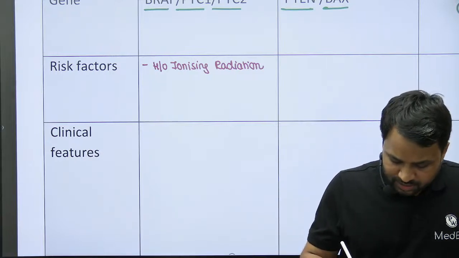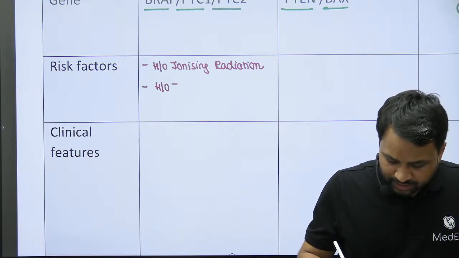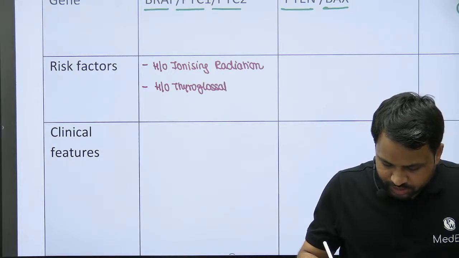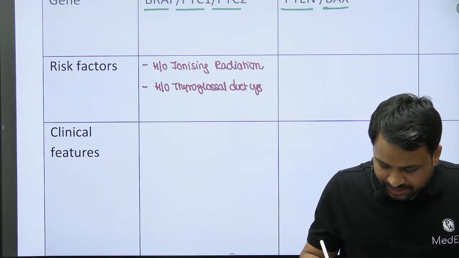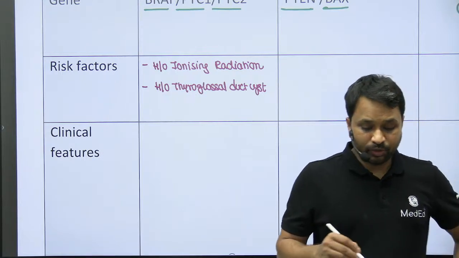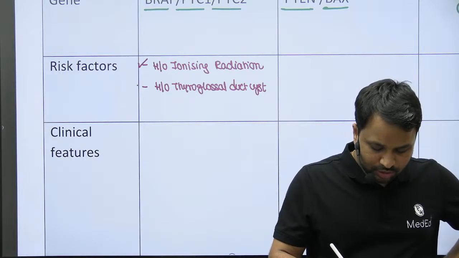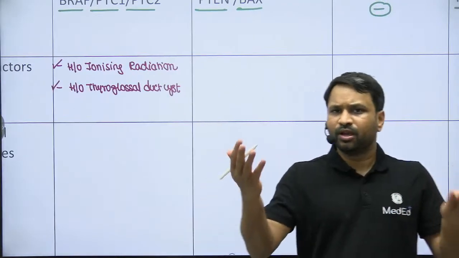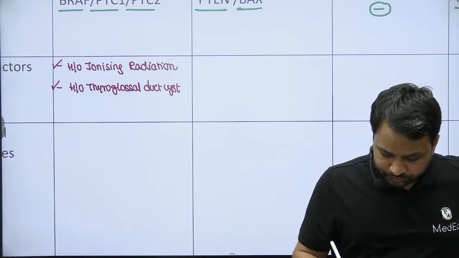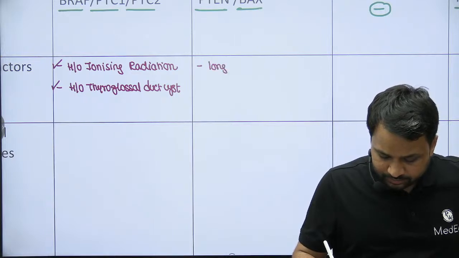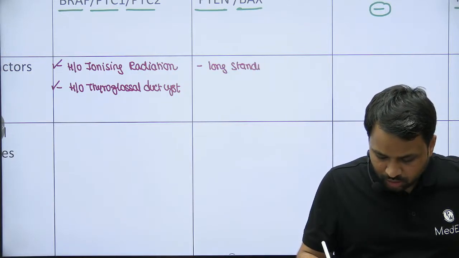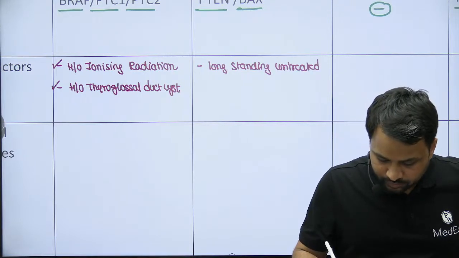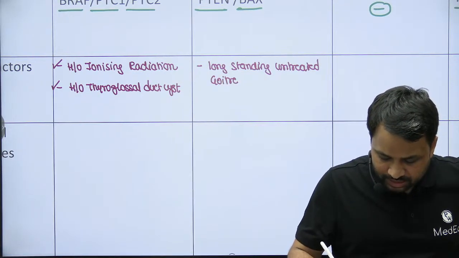Another one is a history of thyroglossal duct cyst, specifically if it is untreated. These are the two important risk factors that can present to you in terms of papillary cancer thyroid. For a follicular cancer thyroid, it is a long-standing untreated goiter.